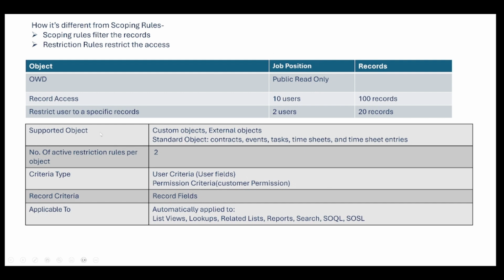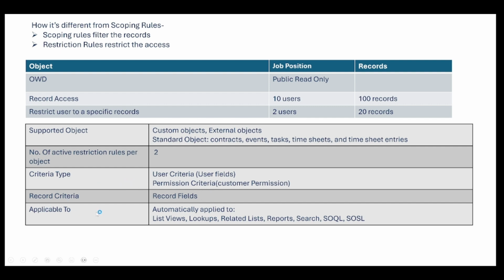And supported objects: basically all the custom objects and external objects are supported for the restriction rules. However, in the standard objects, you will see only very few options are there. So only a few objects are supported for the restriction rules. And similar to scoping rules, you can have a maximum of 2 restriction rules active per object. The criteria types are completely similar to the scoping rule: the user criteria, permission criteria, and the record fields criteria as well.